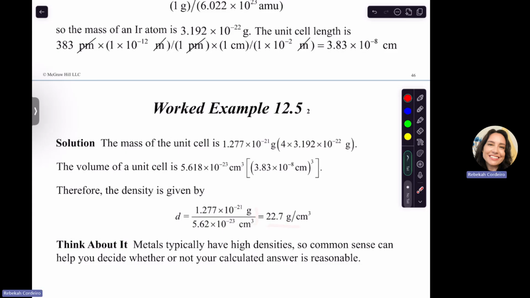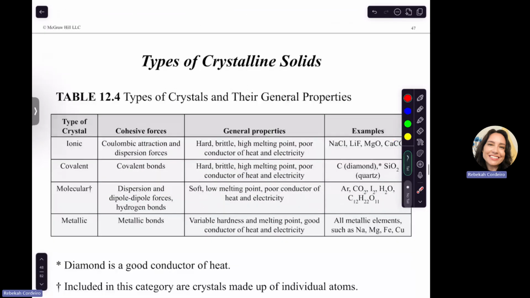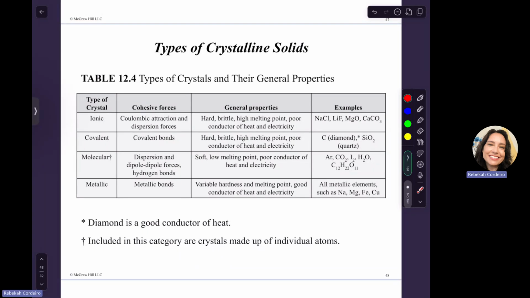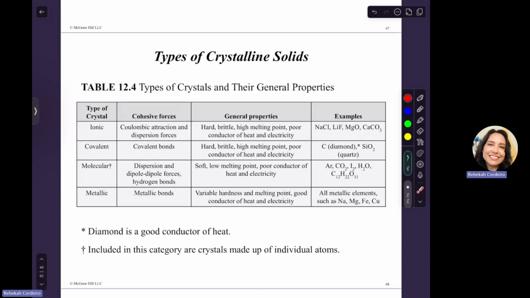Don't let it scare you. Just break it down into pieces. We'll do some examples in class for sure. And so here's a little summary table for crystals and their general properties. You can take a look. And yep, we'll talk about the next section in the next video.